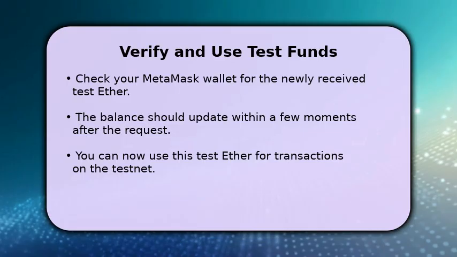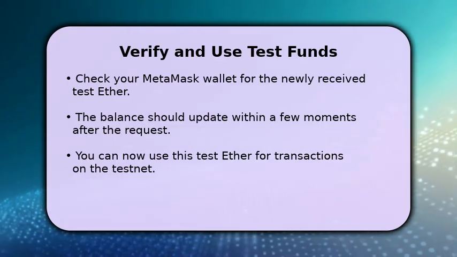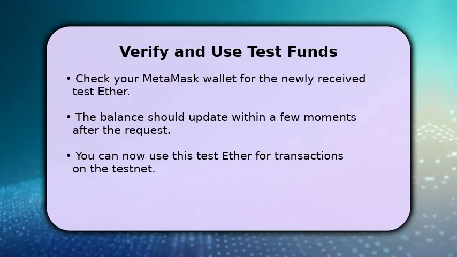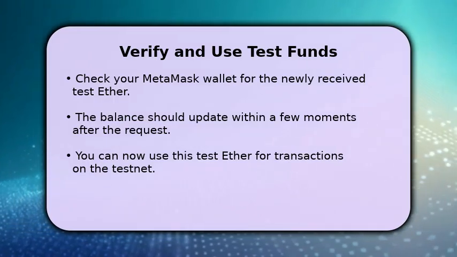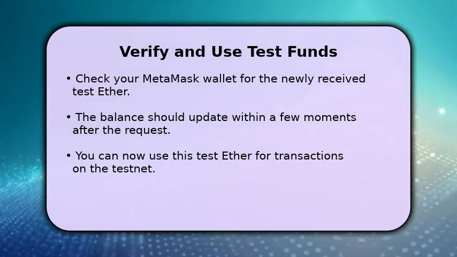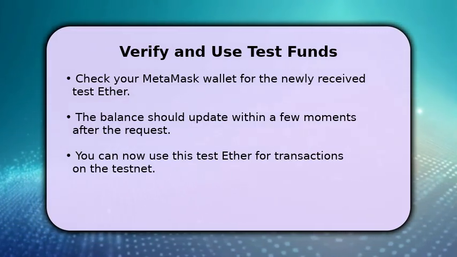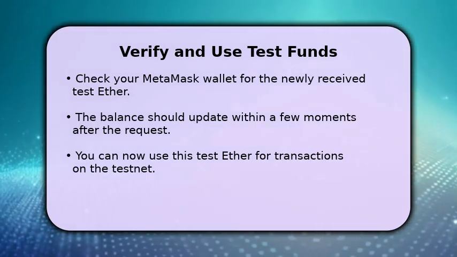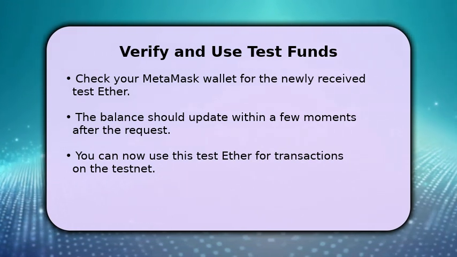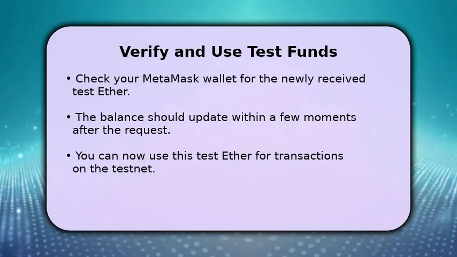After requesting from the faucet, return to your MetaMask wallet. You should see your test Ether balance updated, typically within a few moments, depending on network congestion. This test Ether is now available for you to interact with decentralized applications on the selected test network. You can send transactions, deploy smart contracts, or test any functionality without using real funds.